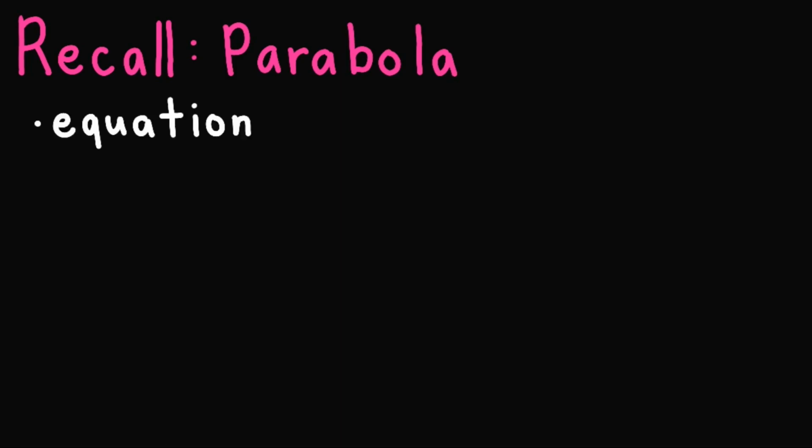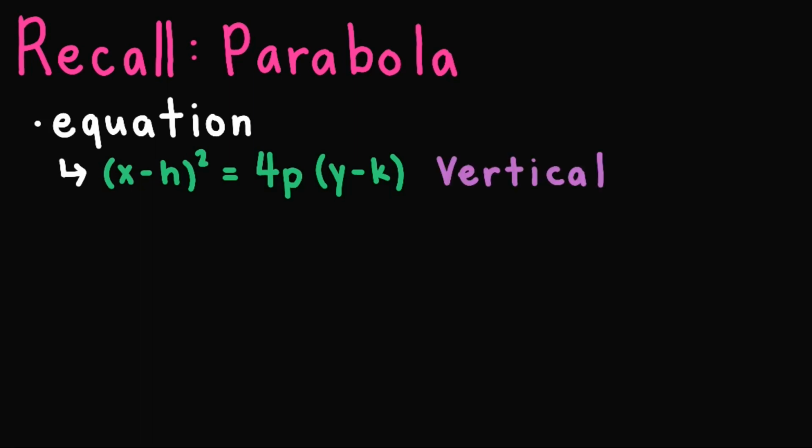Hi there. Recall that in Parabola, so far, we have learned its equation, which is given by (x minus h) squared equals 4p times (y minus k) if the parabola is oriented vertically, and (y minus k) squared equals 4p times (x minus h) if the parabola is oriented horizontally.